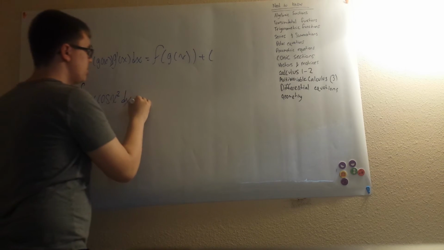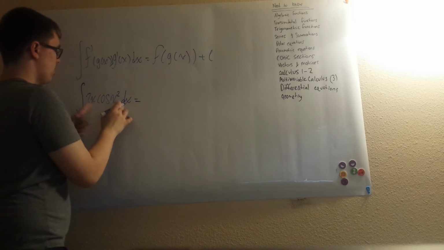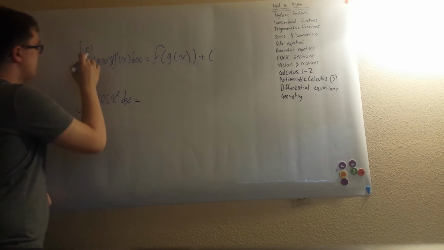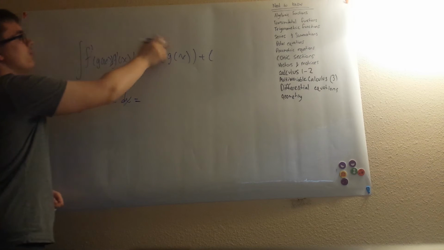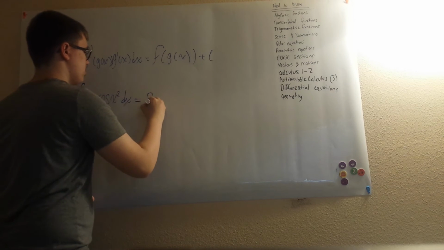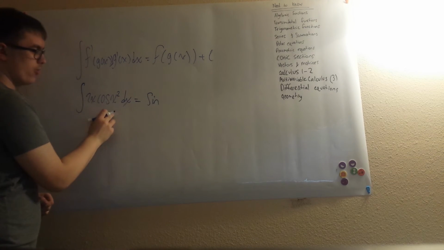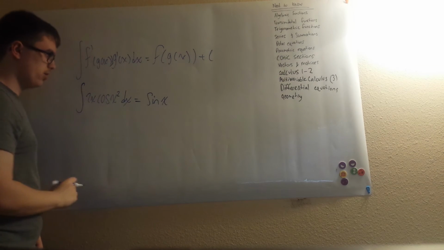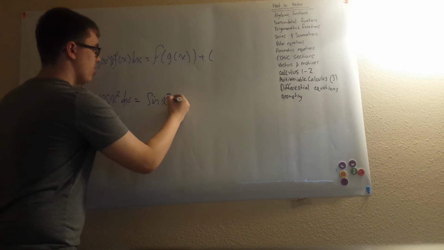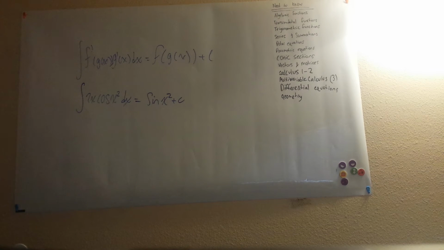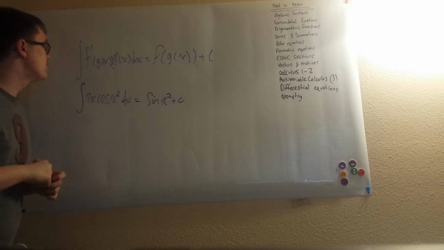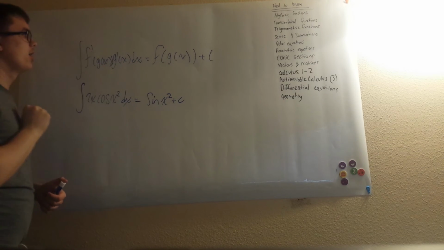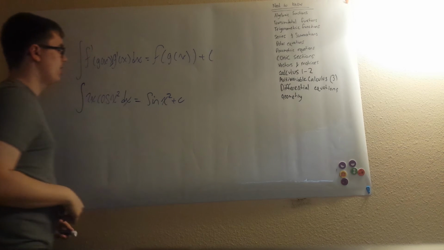So we can literally just remove that and write, well, what's the antiderivative of f? Well, the antiderivative of cosine is sine, right? And leave the g of x alone. Plus a constant, that's it. That's all it is. You have to have the derivative of the inside in order to get this.